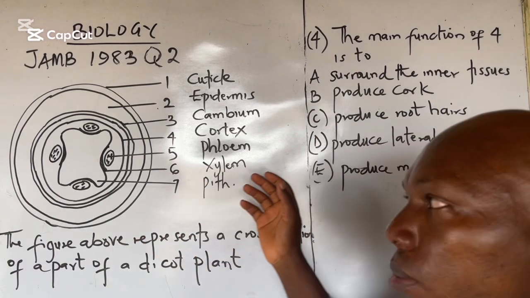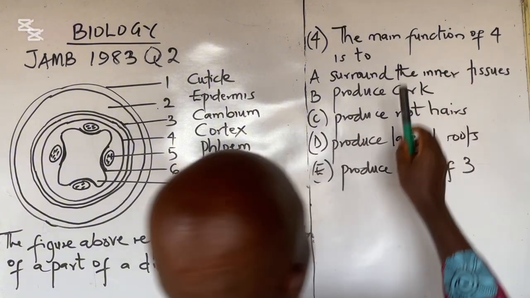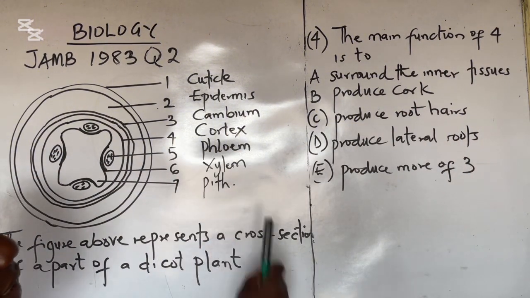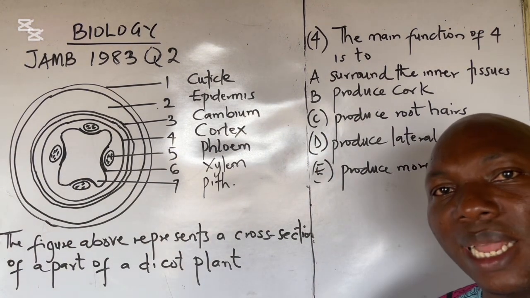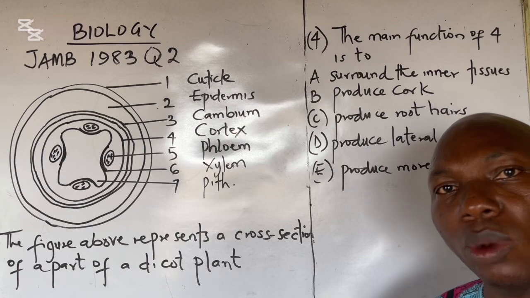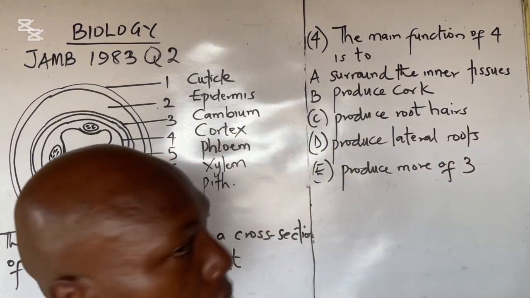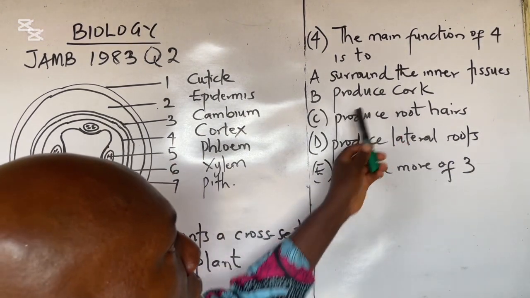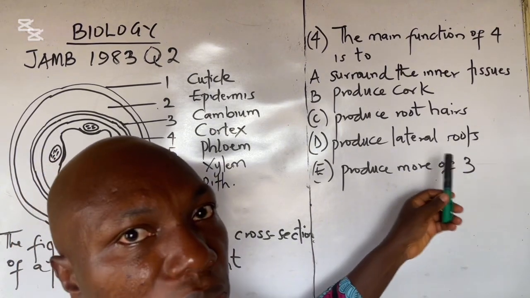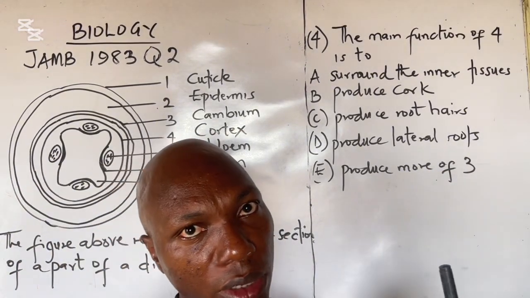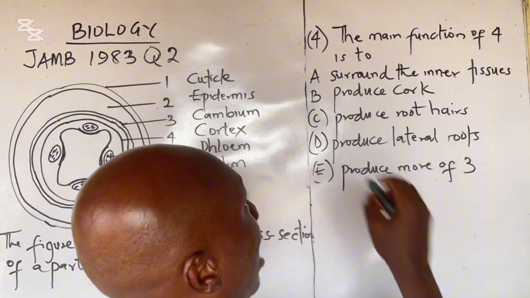So the last question from the question we were solving earlier is the main function of 4 is to, this is 4. 4 is cortex. The function of the cortex in dicot plant is to protect and surround the vascular tissues. So let's see the options given. It's to surround the inner tissue, produce cork, produce root hairs, produce lateral root, produce more of 3. So the answer is to protect and surround the vascular tissues. So the answer is A.